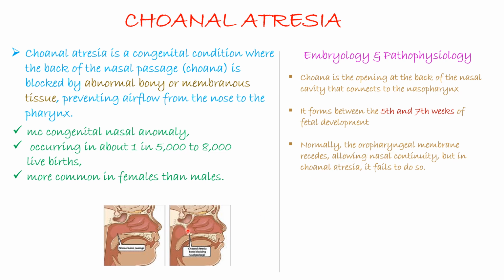So in our gestation period, we have this membrane, but usually it recedes and therefore allows the continuity between the nasal cavity and the pharynx. So failure of receding of this membrane, therefore we have choanal atresia. So the obstruction could be bony 90%, it could be membranous 10%, or a combination of both.